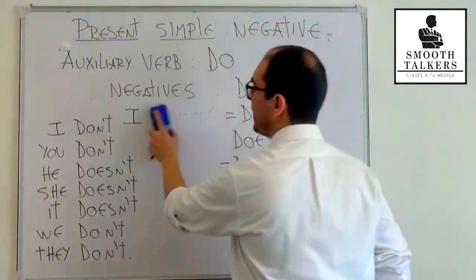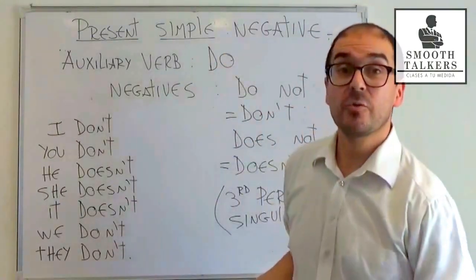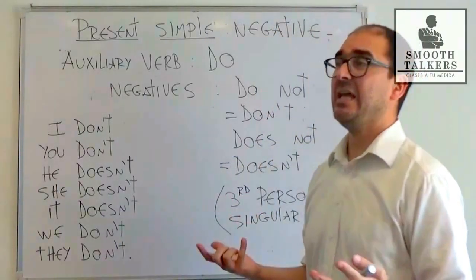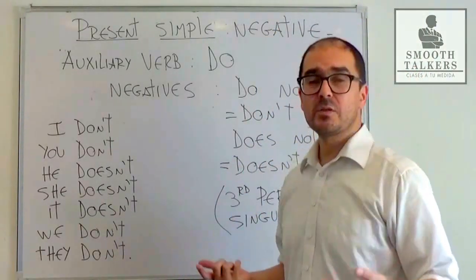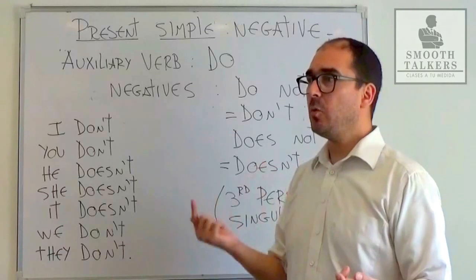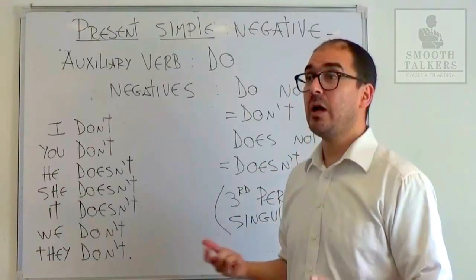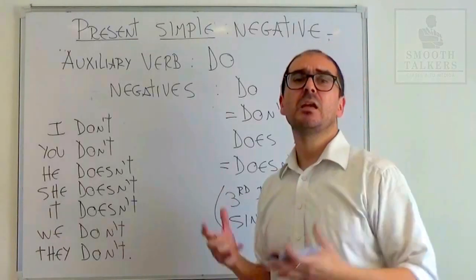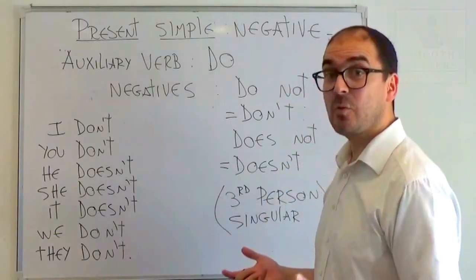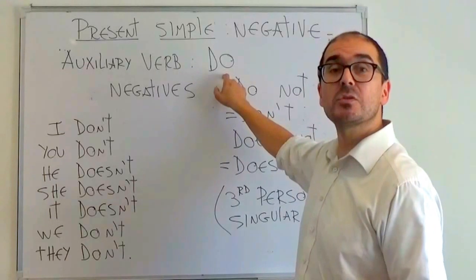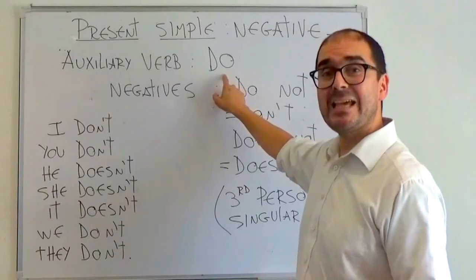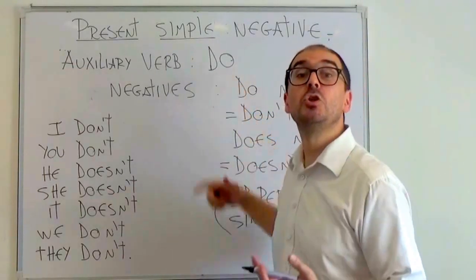Okay, I no work is not correct because it doesn't indicate who is not working. I no work could mean many things. I am not working or I don't work. So we need clarification. And that's why in English it's necessary to use the verb to do, and in this case combine with the word not.